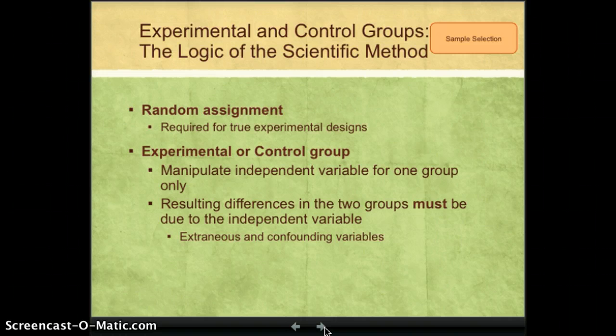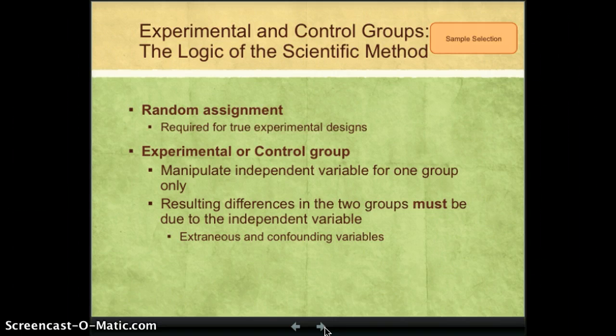In experimental research, what we will do is select a sample from the greater population of interest. So if I was interested in college students, for example, I wouldn't be able to do research on every single college student, but I could do research on a smaller sample.